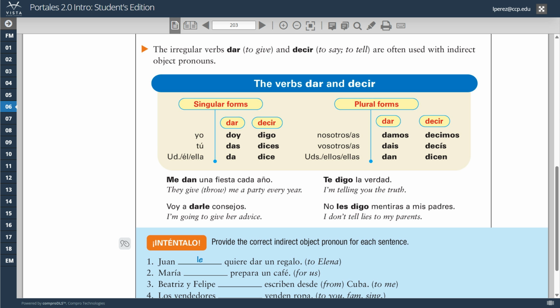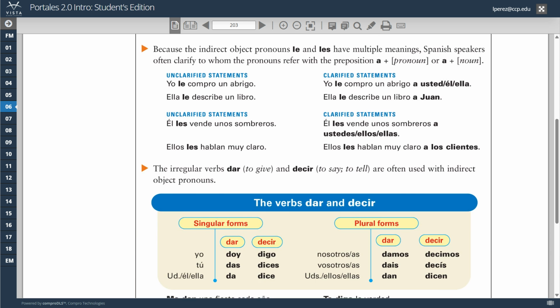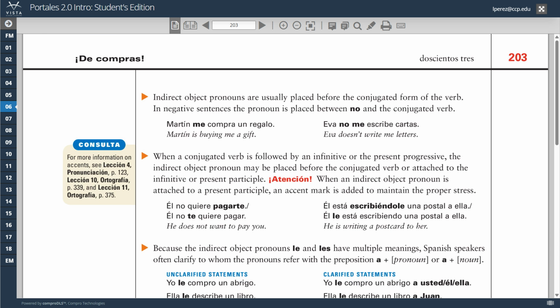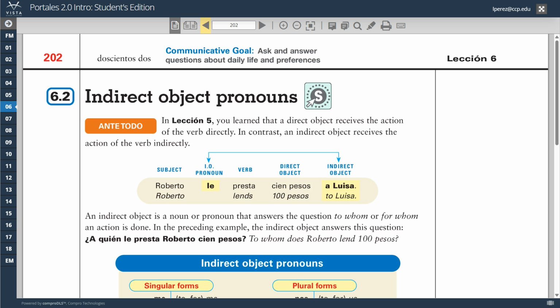Me. Voy a darle consejos. I'm going to give advice. But to who? Le, we're going to see can mean to him, her, or you in a formal way. Don't worry, we'll get there. But I'm showing you the different elements. Te digo la verdad. I say or tell the truth, but to who? To you, te digo. No les digo mentiras a mis padres. I don't say, no digo, I don't say lies, but to who? So I wanted to keep emphasizing what is the indirect object before we get into the different types. I wanted you to see it in action.